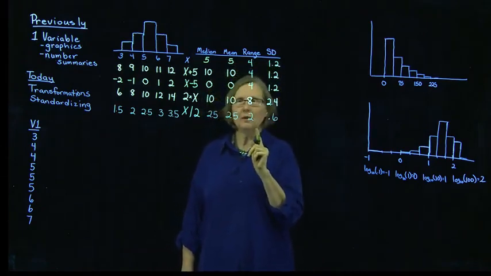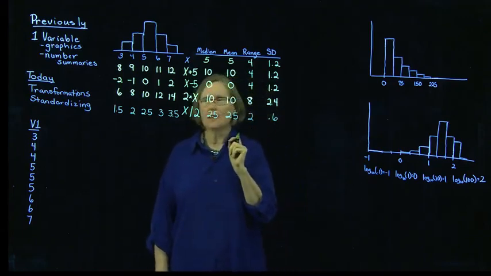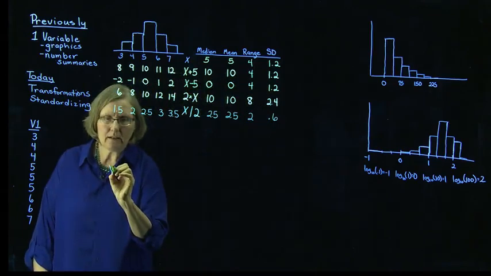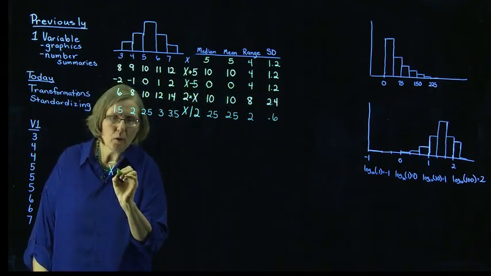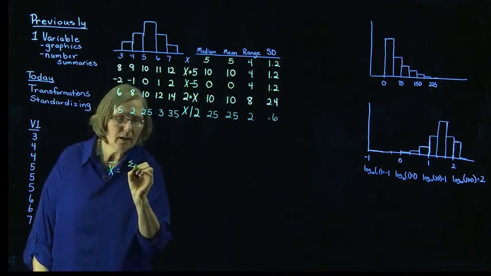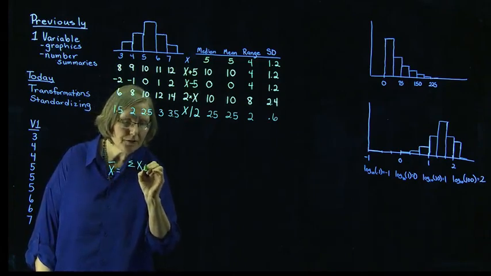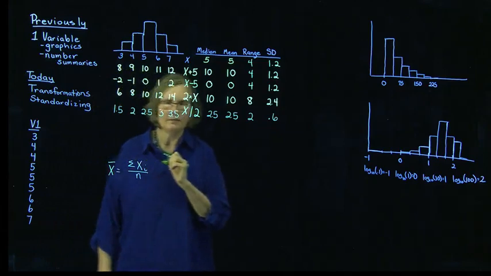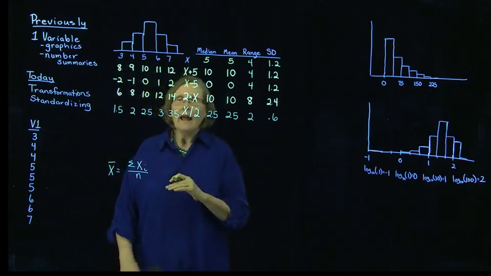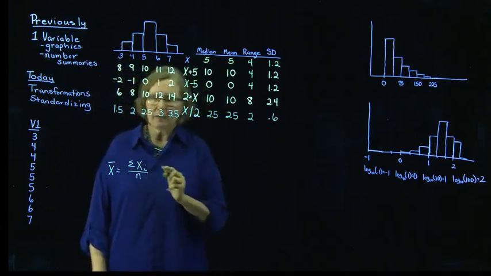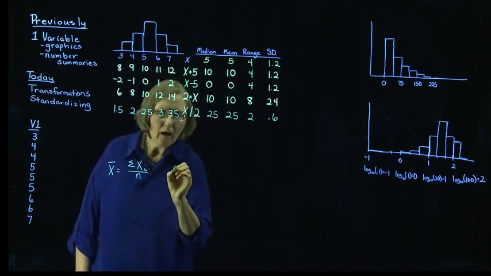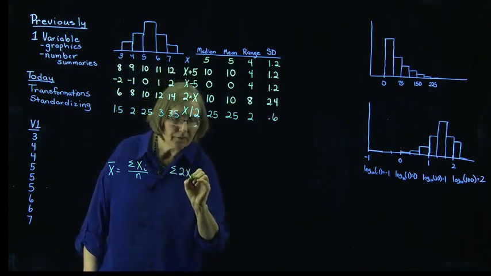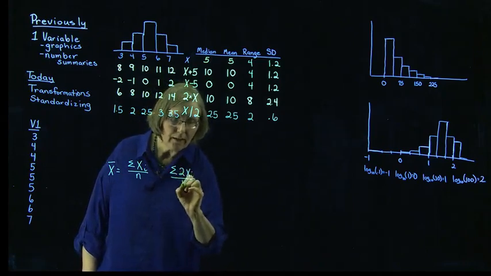I want to show you a little bit more generically what's going on. Remember when we calculated the mean of a variable, we said it was the sum of each of the observations divided by the number of observations. Okay. If we multiply each of our observations by 2, our new mean is going to be 2 times each observation divided by n.